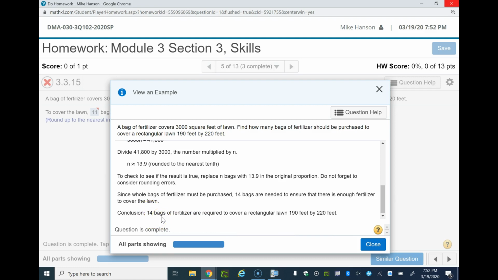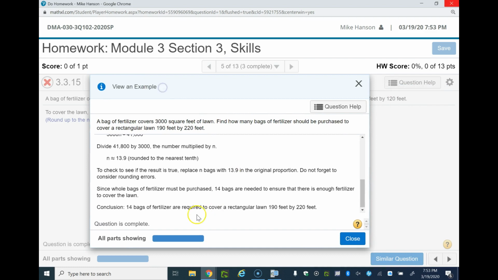In real life, this is something we'd need to do if we go to Lowe's or Home Depot to get some fertilizer and all we need is 13.9 bags. Well, we can't just take a pair of scissors, cut the bag we need, go to the shelf, and pay for it. So you have to write 14 bags of fertilizer. That's what you need for going to the store. You need a full 14 bags. That's why they say round up to the nearest integer, which is a whole number.